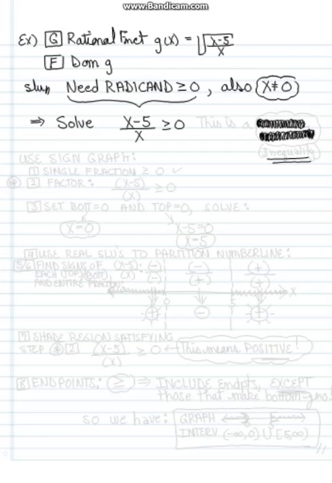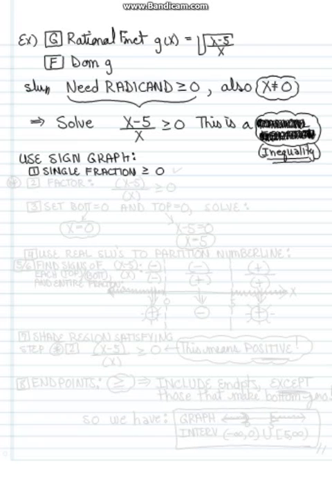Okay, set the radicand (x minus 5) over x greater than or equal to 0. So here we have formed a rational inequality, because that's a rational function, a fractional function. We're going to make a sign graph to solve this, to find these x's. And we're going to do it this way. Step 1, make sure you have a single fraction on the left side. And we do already. We have (x minus 5) over x as a single fraction on the left side. It's greater than or equal to 0.